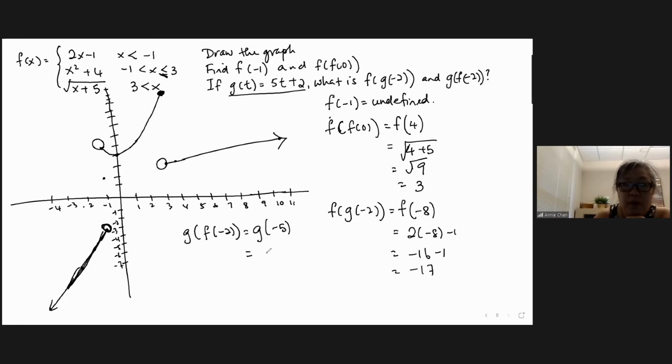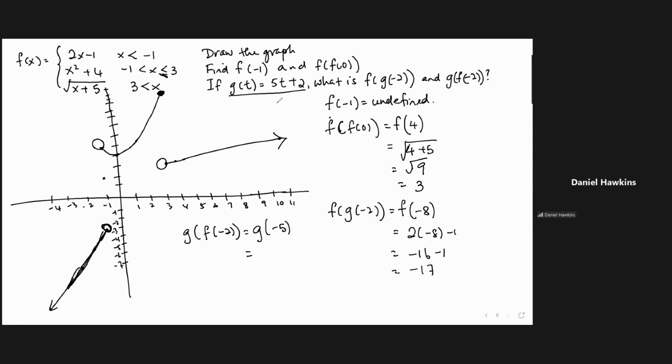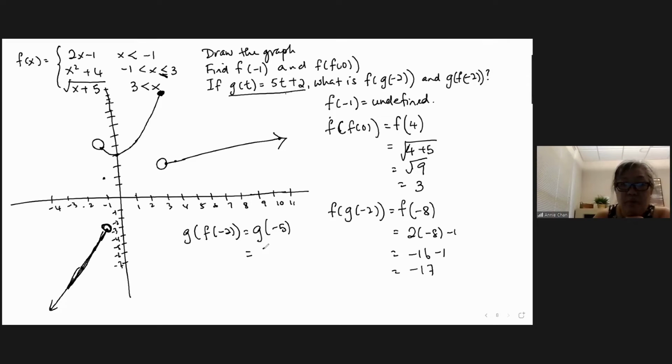Where do I put it? Inside of g of t, right? So that will be 5 times -5 plus 2, that is -25 plus 2 equals -23. Whew! Okay, done.